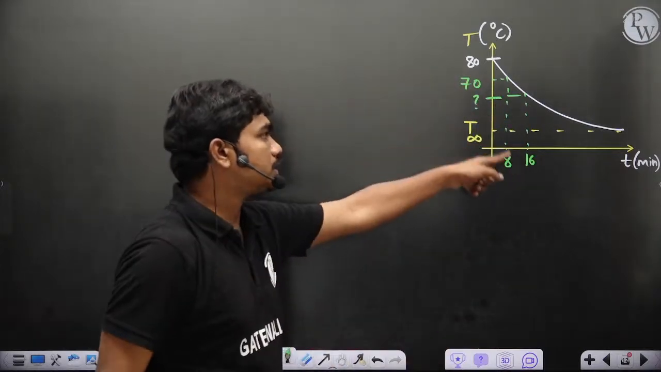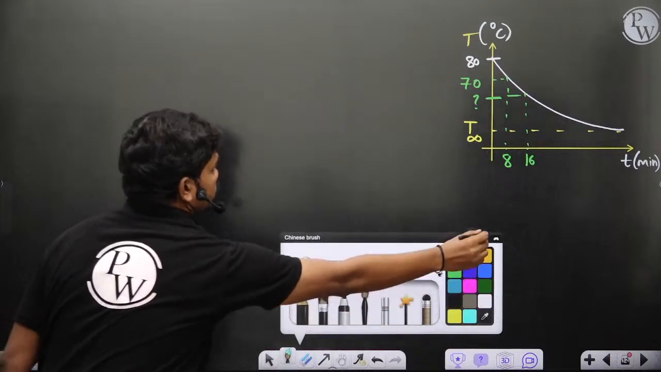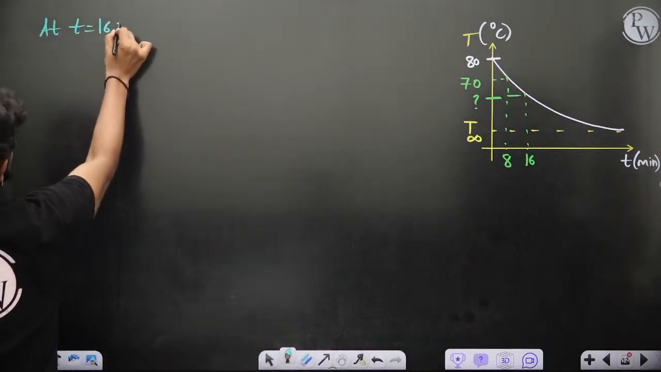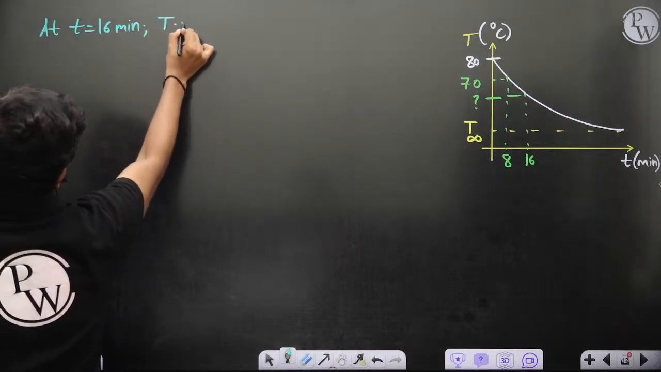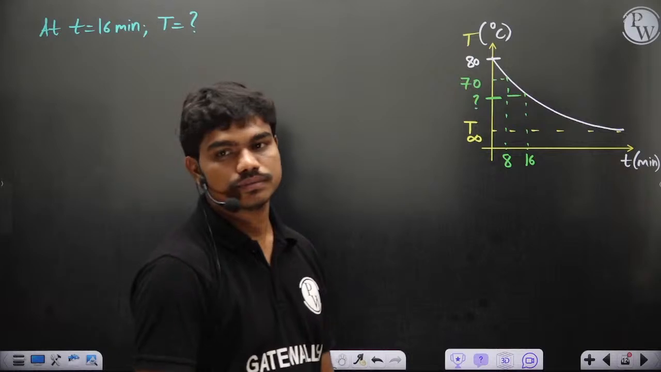Now you want the temperature at time t equal to 16, correct? So at t is equal to 16 minutes, what is the temperature T of the body actually? That's what they want. Fine.